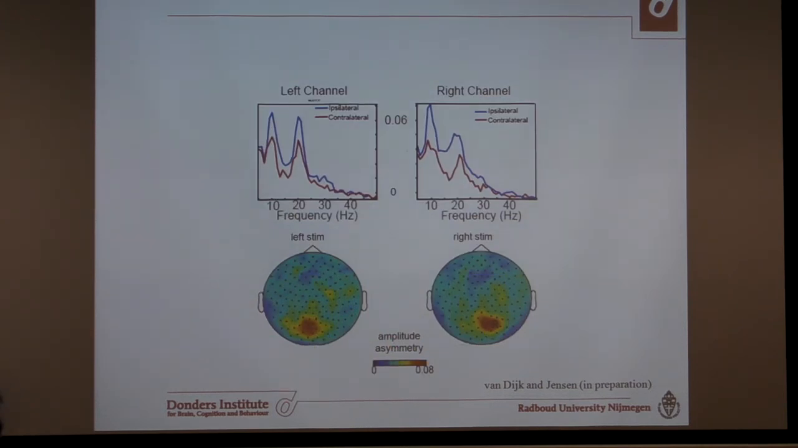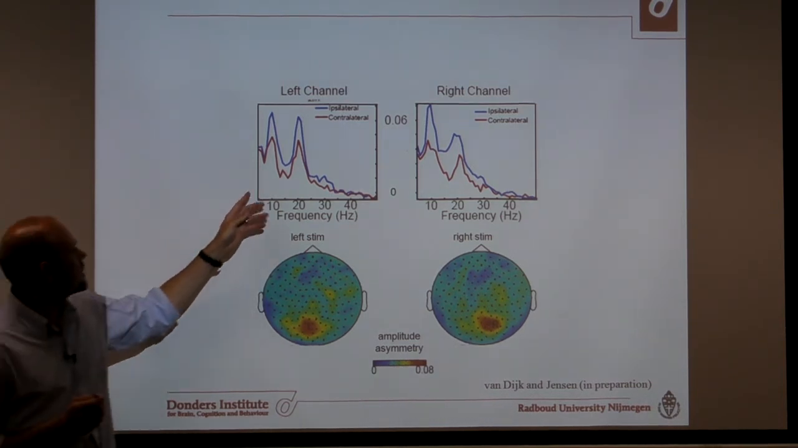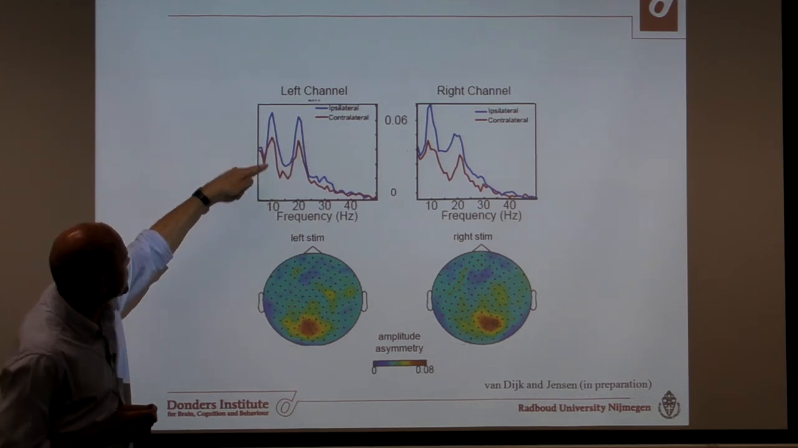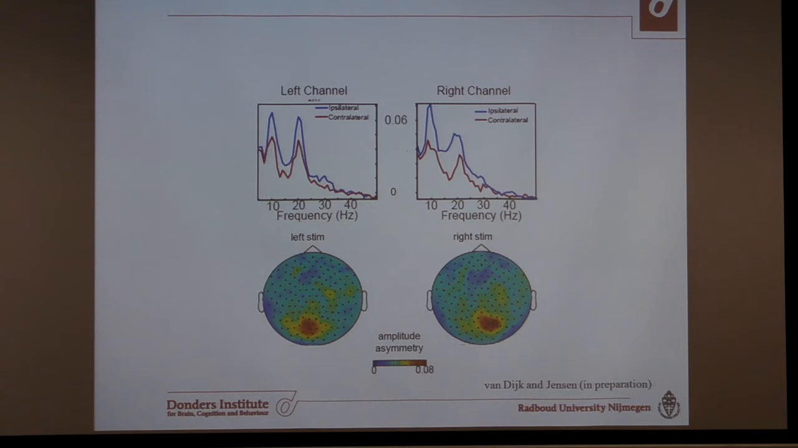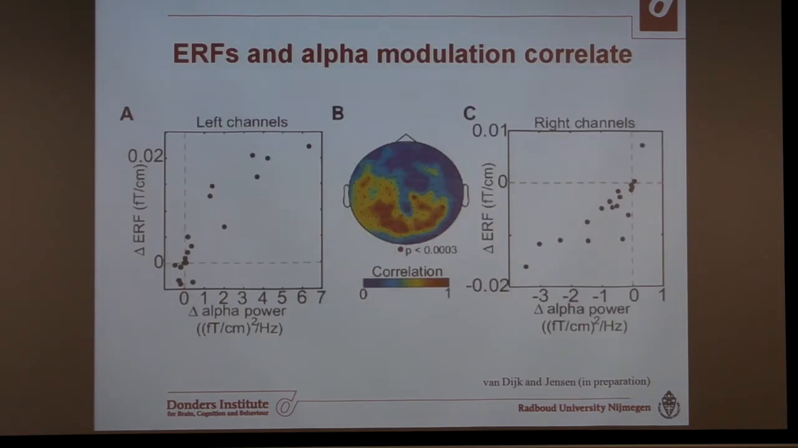What we also did was to apply our measure of amplitude asymmetry to this posterior alpha activity, and what you see is quite a strong amplitude asymmetry in a 10 Hz band. So these oscillations do have amplitude asymmetry. So all the ingredients are there, and now we can start to correlate, right?